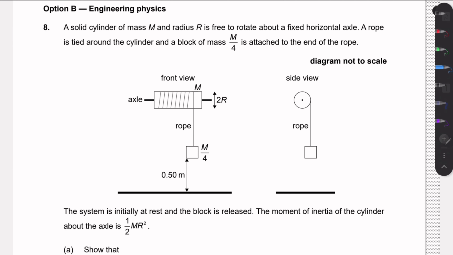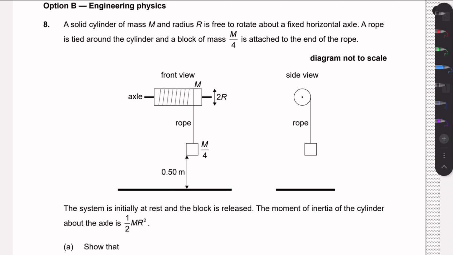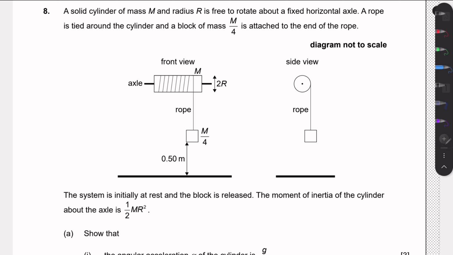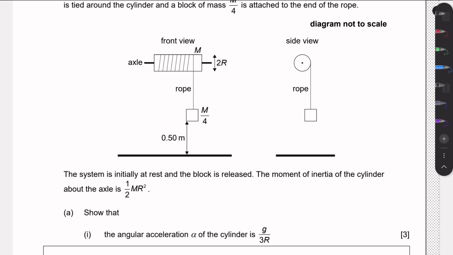So this is going to be question 8 in the May 19 time zone 1 paper 3, and it's the rigid body mechanics question from this paper. So here we're given this solid cylinder of mass m and radius r. It's free to rotate about this horizontal axis, and we have tied a rope around it with a block at the end of it that will make this cylinder spin. And we are told that the system is initially at rest, and we're also given the moment of inertia of the cylinder.